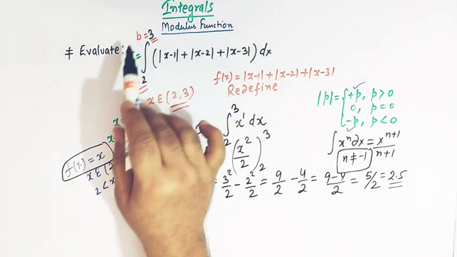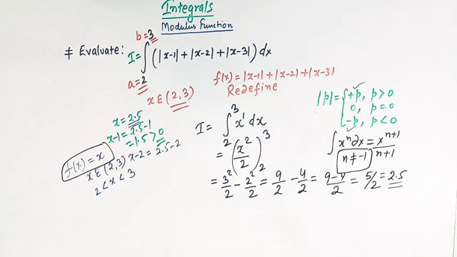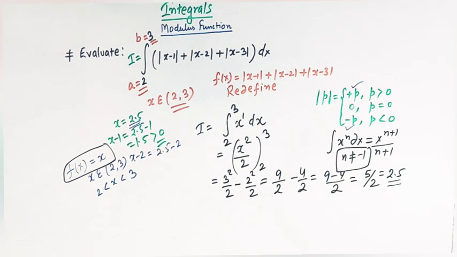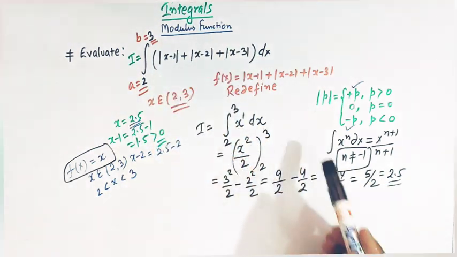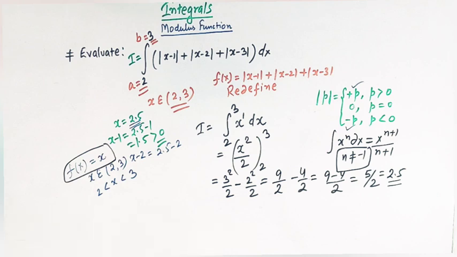So the value of this integral is equal to 2.5. So viewers, this is how we can solve these type of problems containing mod functions by first redefining the integrand by this method which we have discussed here, right? So this is how we can solve these type of definite integrals.